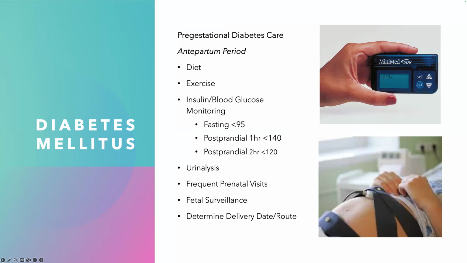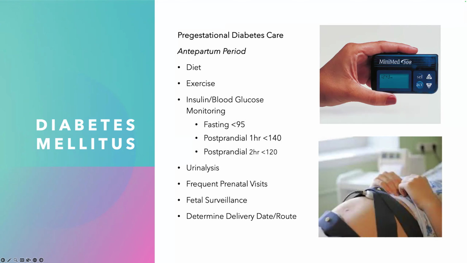These patients will also have fetal surveillance. Remember back when we learned about NSTs and BPPs, these patients will have that because they do have a condition that could potentially affect the fetus. So depending on their diabetes and depending on how well controlled their blood sugars are, this may start at 32 weeks or 36 weeks.